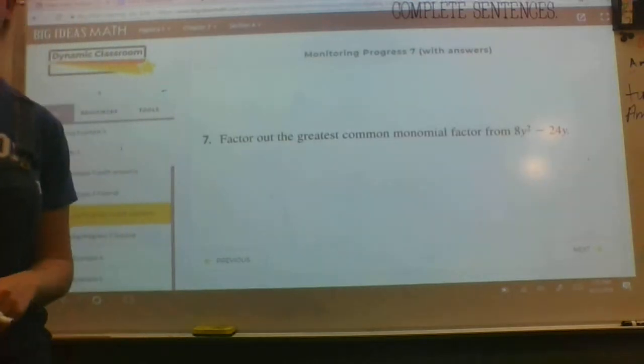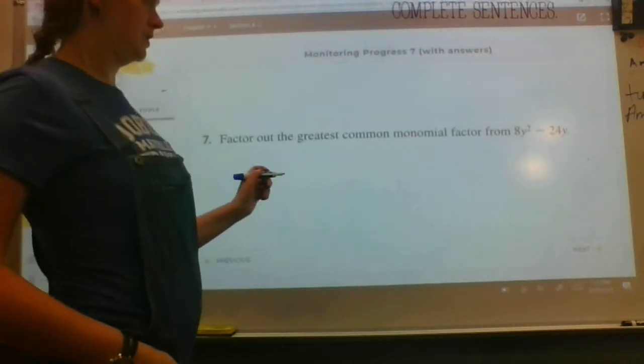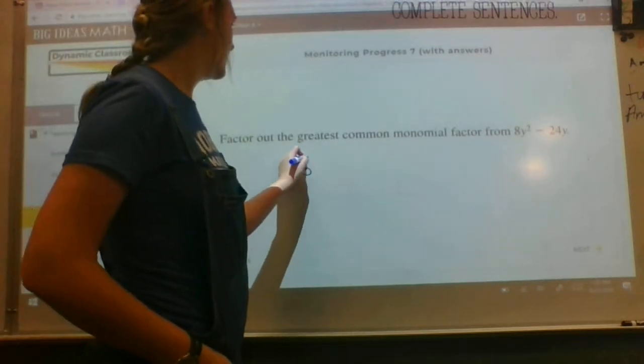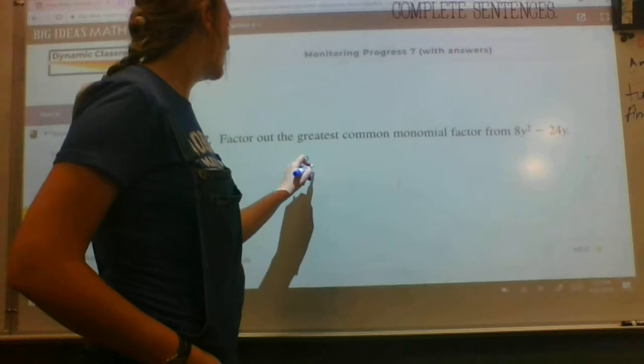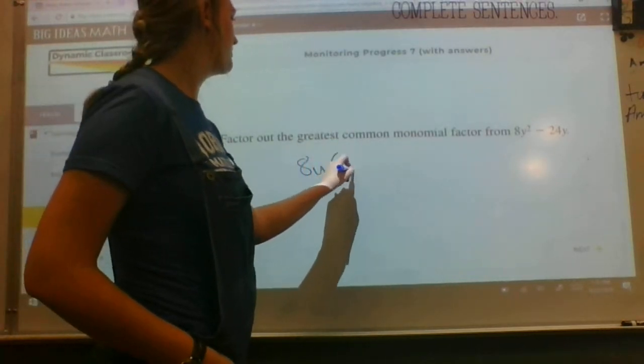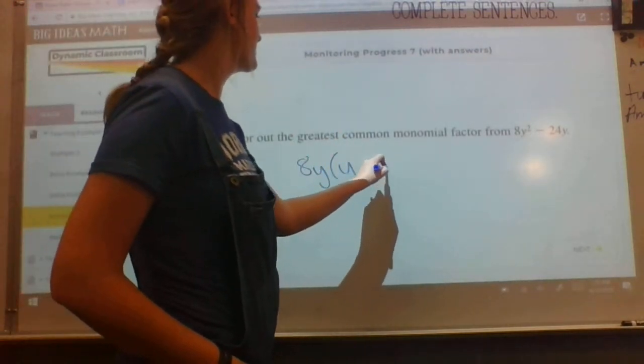See if you can do this on your own. Pause me probably for a second here. All right, hopefully you paused me. 8 and 24 are both divisible by 8. Y squared and y are both divisible by y. When I take out 8y from 8y squared, I'm just left with y. When I take out 8y from 24y, I'm just left with minus 6.